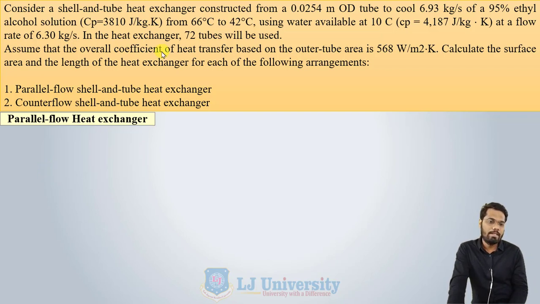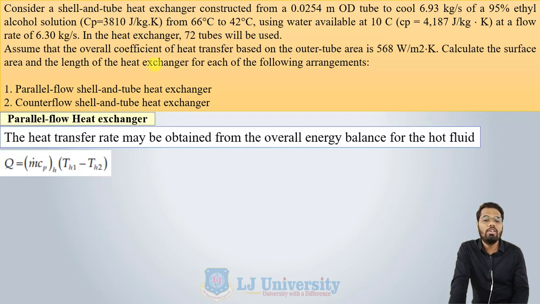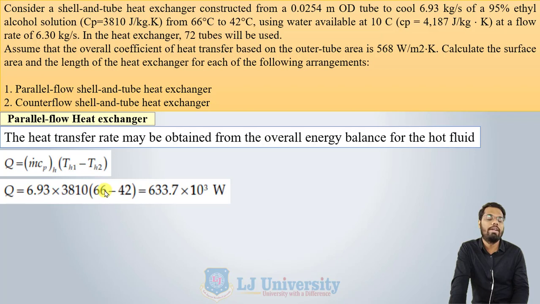We have three temperature values, TH1, TH2 as well as TC1. So we know the value of TH1, TH2, mass flow rate of the hot fluid, mH, and specific heat of the hot fluid. So from mH, CPH, TH1 minus TH2, we can easily calculate the value of Q. Putting these values in this equation, we will get Q, heat transfer rate for the hot fluid, which is going to be 633.7 into 10⁻³ watt.